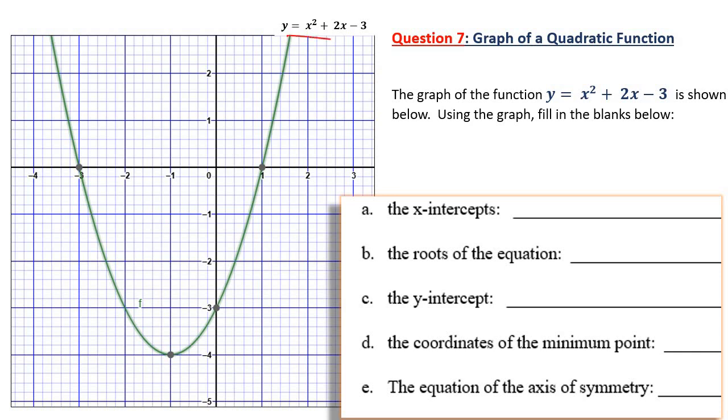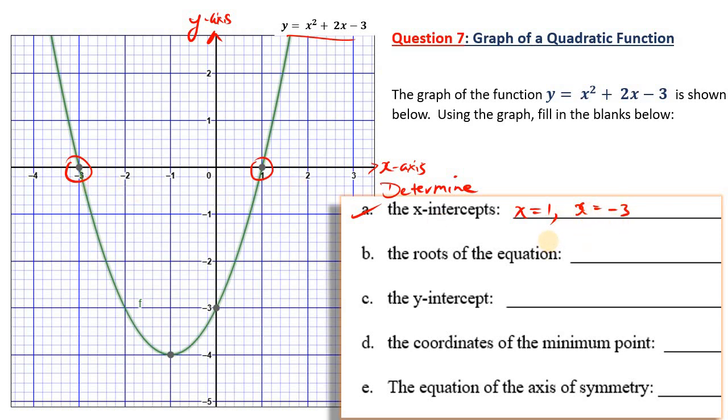Now, by the way, let's put the x-axis here. This is the x-axis, and this here is our y-axis. And we want to determine first off the x-intercepts. Where does the graph cut the x-axis? This horizontal axis, right here and right here. And those are x values, so we can put x equal 1 and x equal -3.